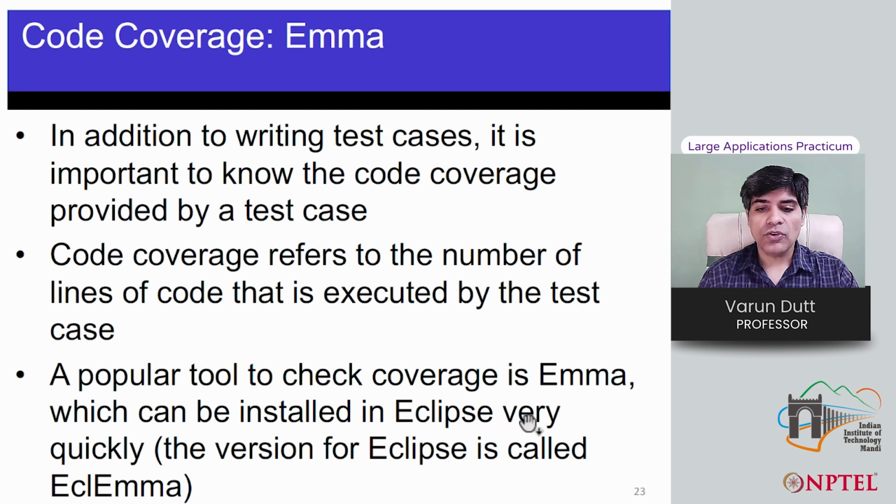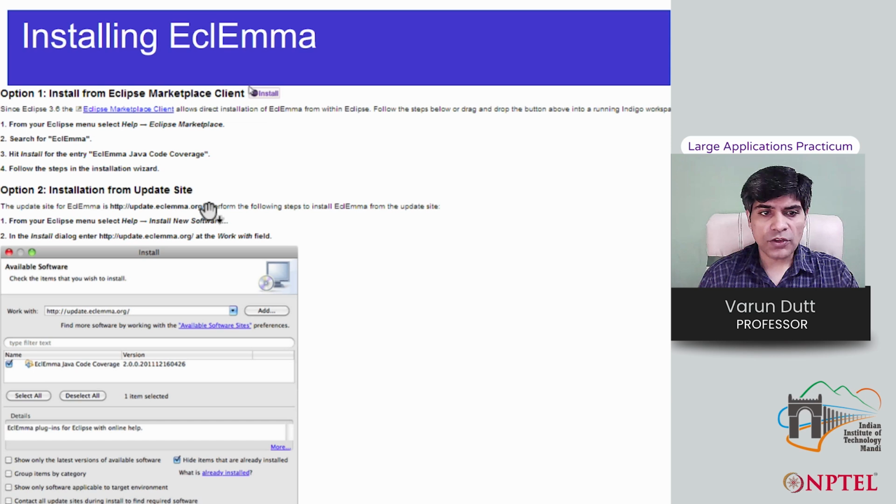EclEmma can be installed in Eclipse very quickly by going to Help, then Eclipse Marketplace, and then we can install EclEmma by searching for it and installing it. Similarly, another tool for mutation testing can also be installed through the same process. So these are the steps to install EclEmma from the marketplace.